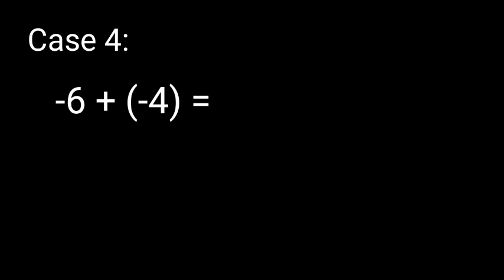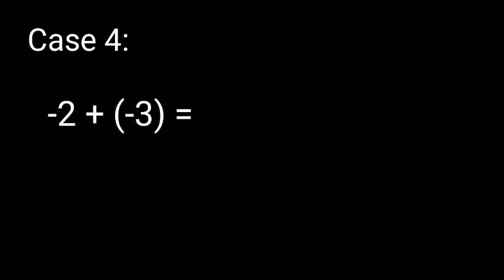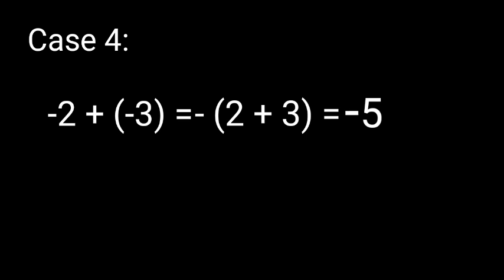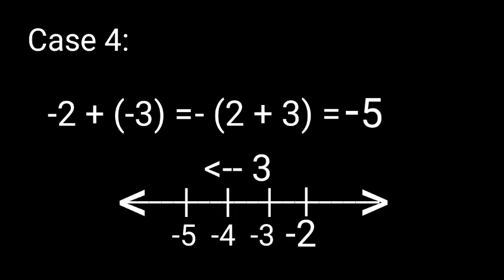-6 plus -4. When you add two negative integers the trick is just to copy the negative sign and add the integers, which in this case 6 plus 4 is equal to 10, and copy the negative sign. Let's have this problem: -2 plus -3. Again we add the integers, 2 plus 3 is equal to 5, and copy the negative sign, so the answer is -5. To prove that the answer is -5, let's look at the number line. Let's start with -2 and move 3 to the left, and we are correct.